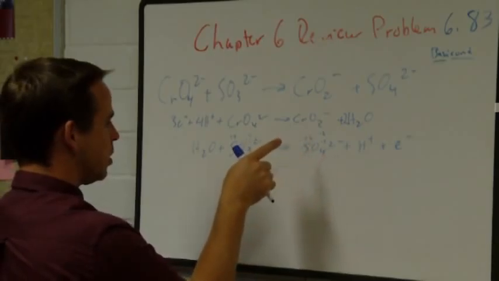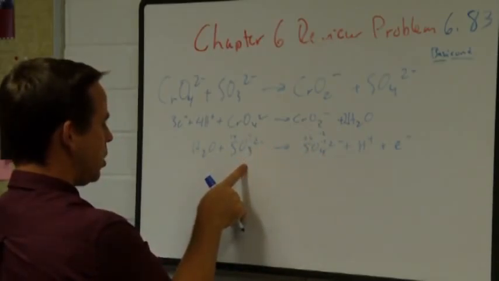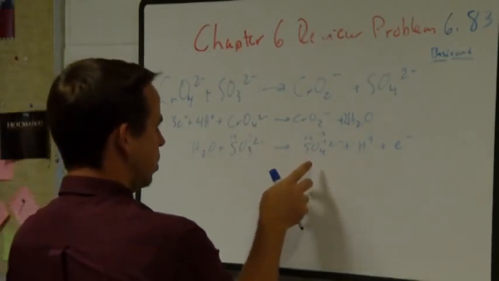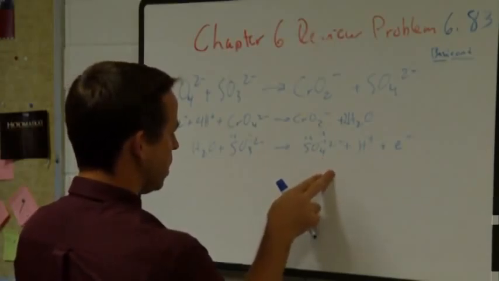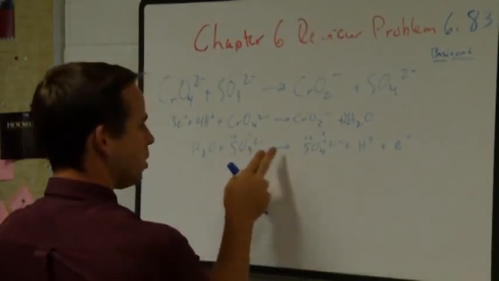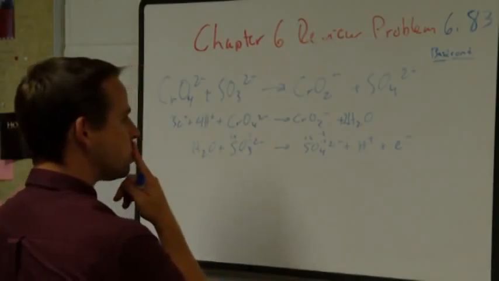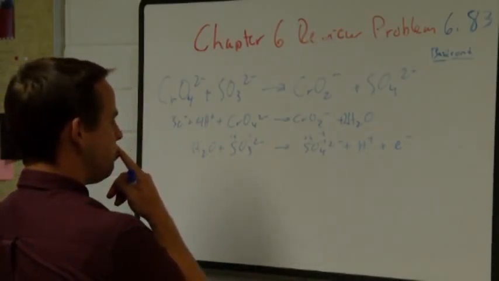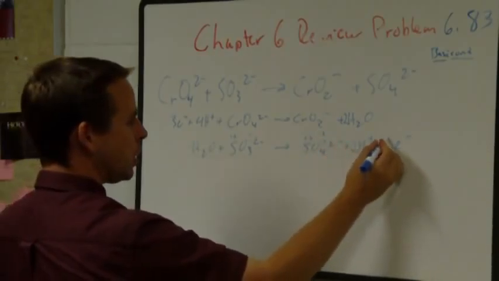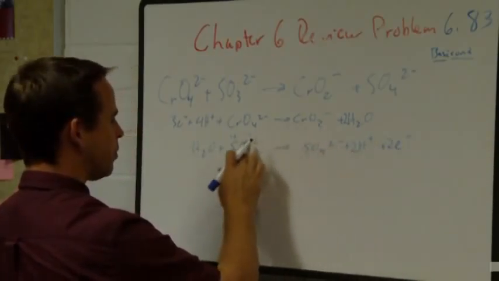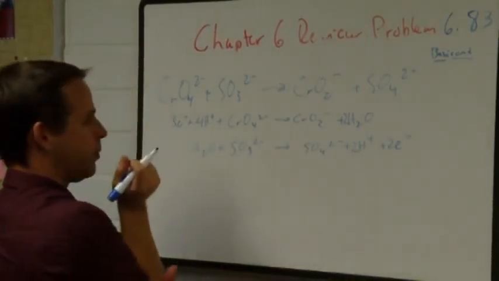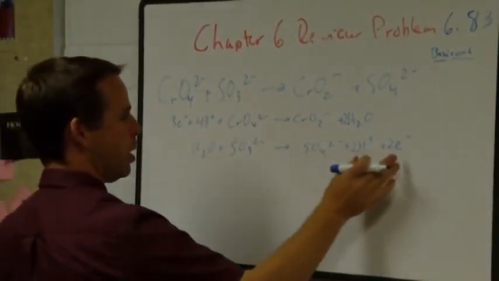SO3 2- with 6 minus, so it has to be a +4, minus 8 minus 6, so there has to be 2 electrons. Oh, here's the problem. 2 protons, so there's 2 electrons. Alright, so we had 1 water, and that's 2 protons over here. So we need 2 electrons on the right. Okay.